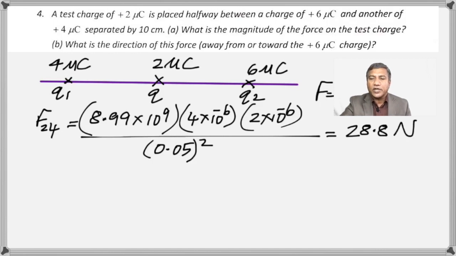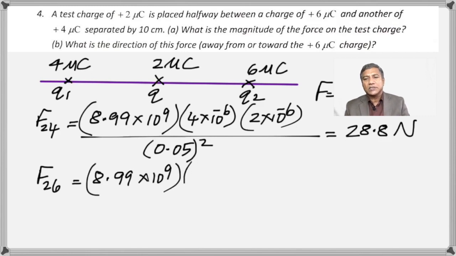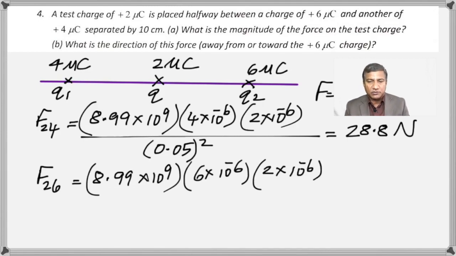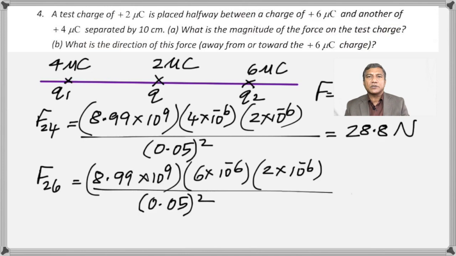Next, we need to find the force by the 6 microcoulomb. Remember, the 6 is also positive and this test charge is positive. So once again, the 2 microcoulomb is going to be repelled. So the 4 microcoulomb is pushing it one side, the 6 microcoulomb is pushing it the other side. All right, and let's find that force. The force on 2 due to 6, once again by the same formula. That's K, then you have Q1, and then you have Q2. So it's 6 and 2 now, and then the distance is 0.05. You get that as 43.2 newtons.